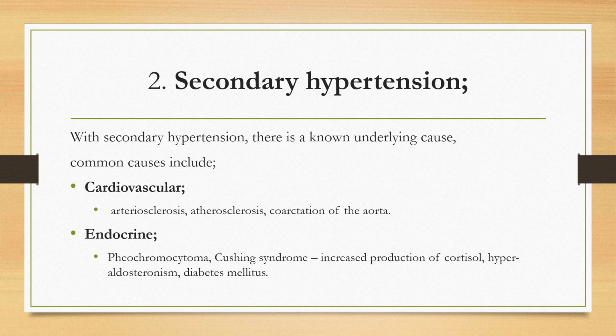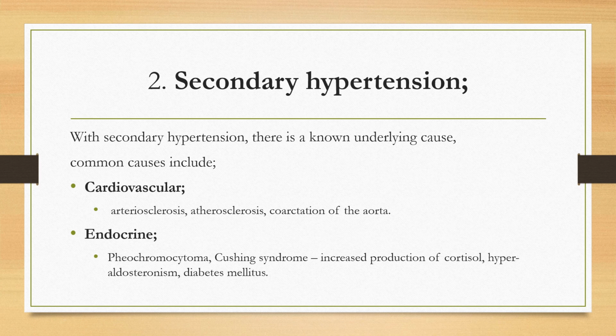Right, so let's see secondary hypertension, where the cause is known. The causes may be cardiovascular. There we have arteriosclerosis, atherosclerosis. Those are narrowing of the arterial lumen, affecting also the arterial walls, where they become brittle and so don't contract and relax normally. Coarctation of the aorta, that's narrowing of the aorta, so it leads to increased blood pressure.